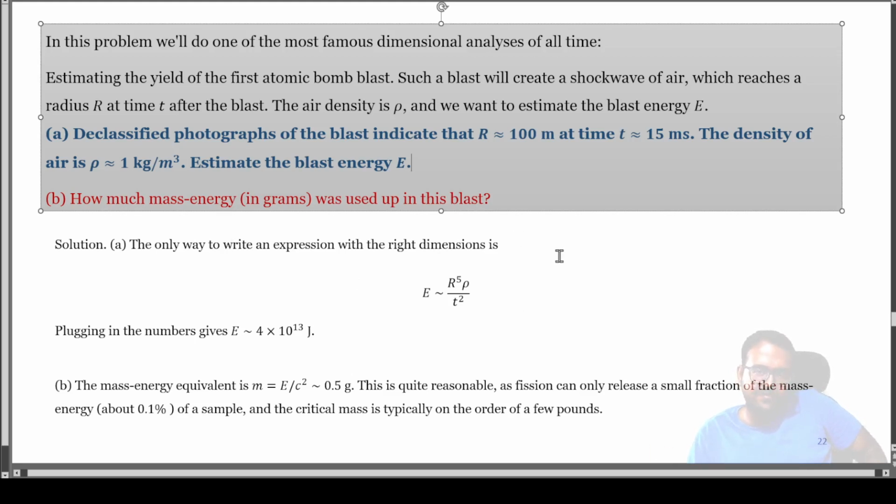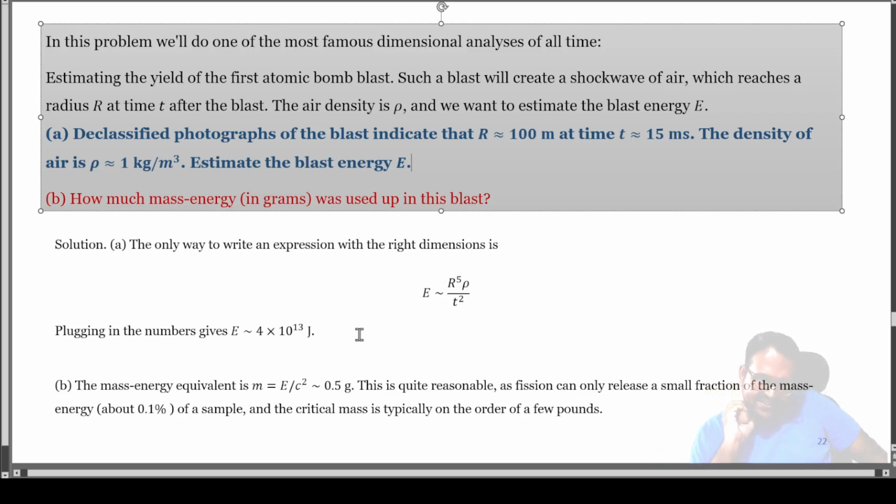So pause the video right now. Study the solution that I provided you. This is very simple. If your E is this, the relation of energy with radius, rho and t is this. You already did it. And if you put the numbers, you can get an estimate, a huge estimate.